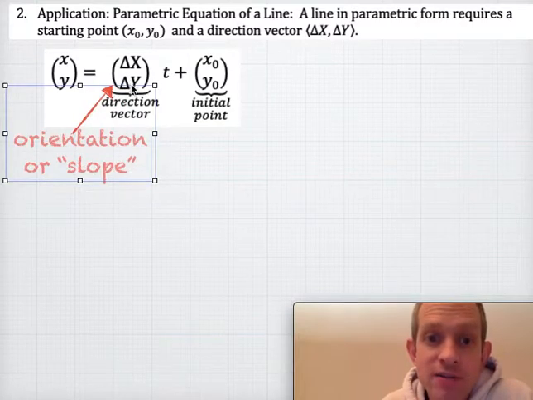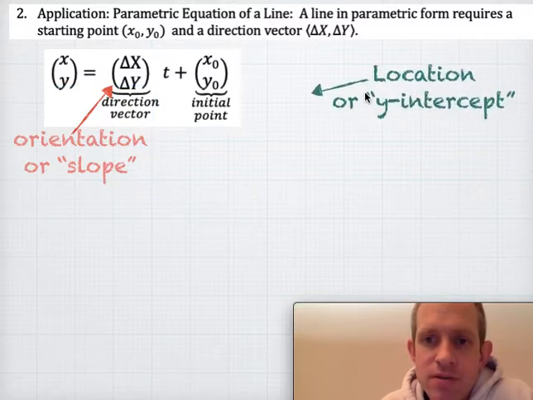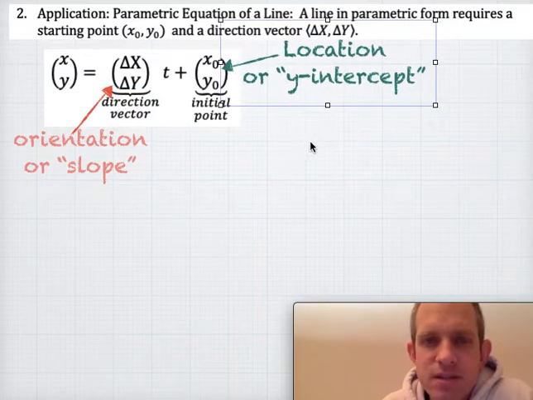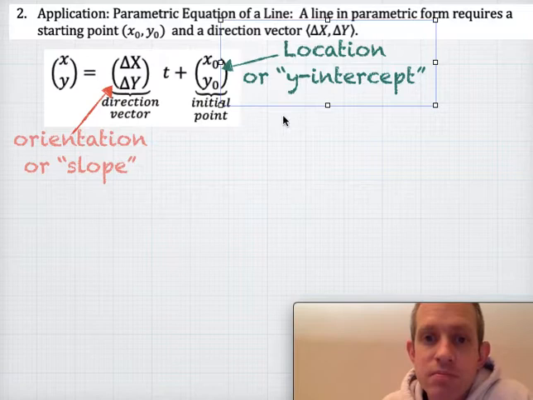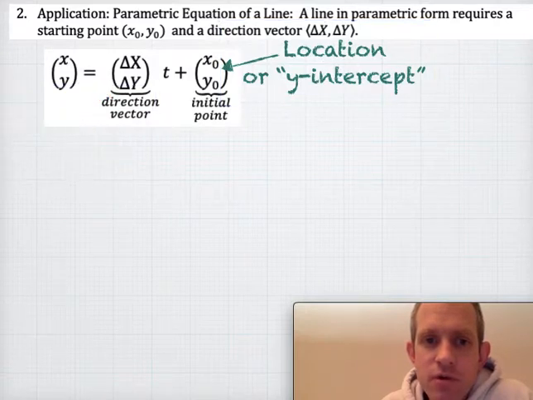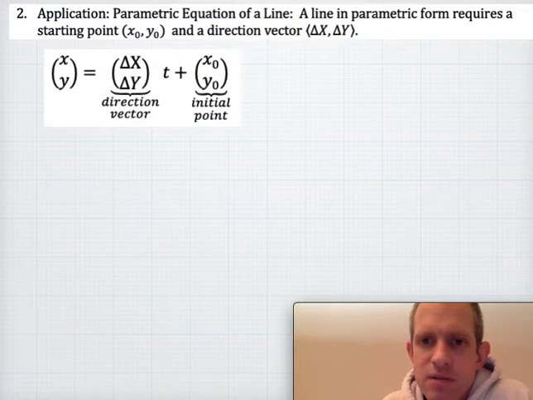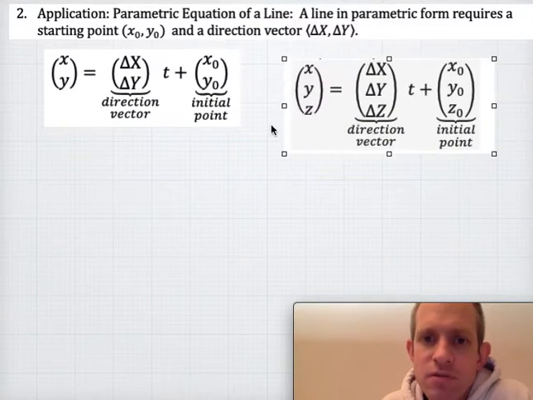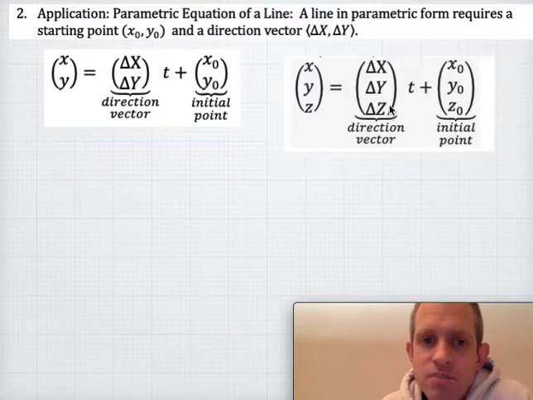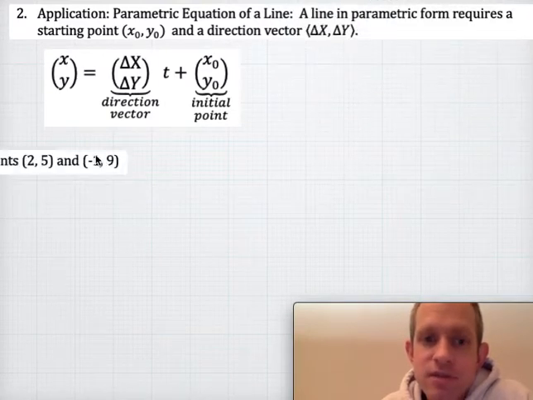In fact, you could put a rise in for delta y and a run in for delta x if you're on a regular 2-dimensional plane. And then you need some sort of starting point. And so that's location. It's similar to the b in y equals mx plus b, but it doesn't have to be the y-intercept. It could be anything. So that sort of template works for 2-dimensional lines, but this also works in multi-dimensional space. So if you have a line that's going through 3D space, you simply have a z equation mixed into that as well. So let's look at a 2-dimensional example for a moment.